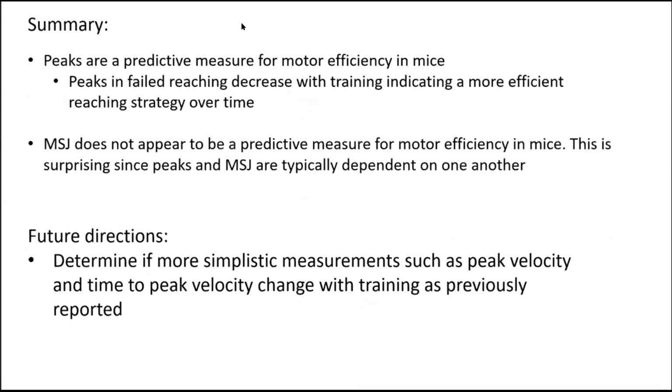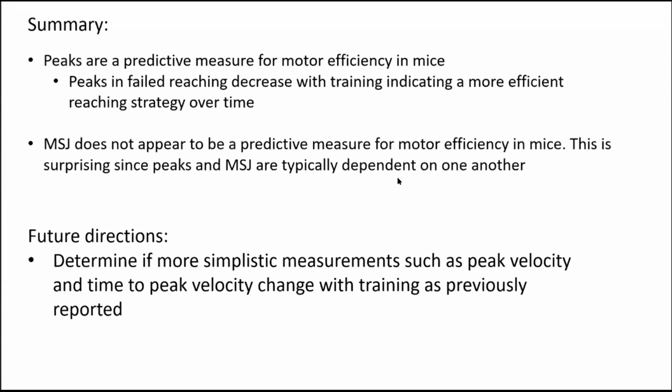So in summary, I hope to have shown you that peaks seem to be a predictive measure for motor efficiency in mice, as we've seen that peaks in failed reaching decrease significantly with training, indicating that a more efficient reaching strategy may become developed over time as they become more mechanically similar to the successful reaches. In the context of MSJ, there didn't seem to be any predictive power in terms of motor efficiency. This was surprising since peaks and MSJ are typically dependent on one another.